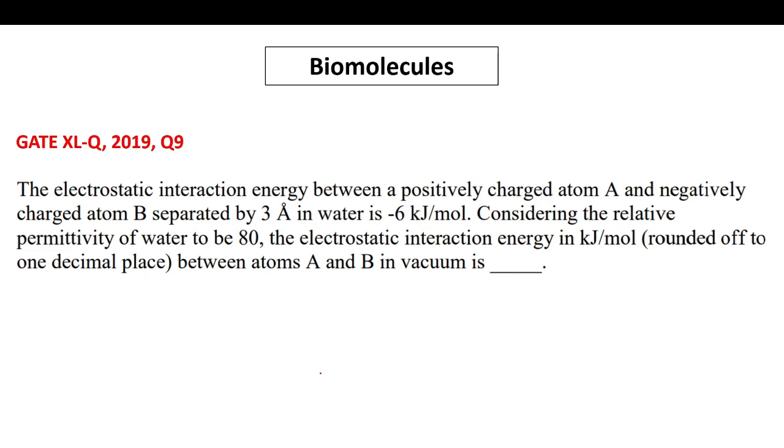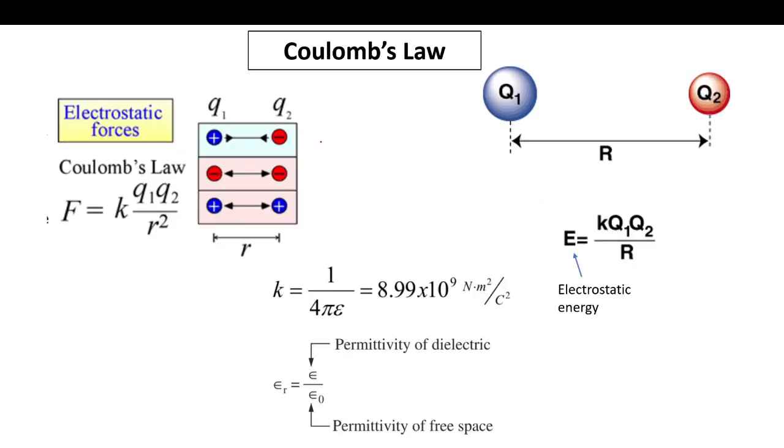Considering the relative permittivity of water to be 80, the electrostatic interaction energy in kilojoule per mole, rounded off to 1 decimal place, between atoms A and B in vacuum is. So now here you are coming across a term, that is electrostatic interaction energy. So first, let us look into what the electrostatic interaction energy is.